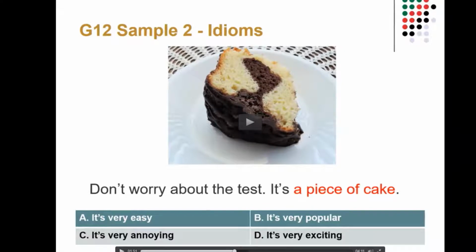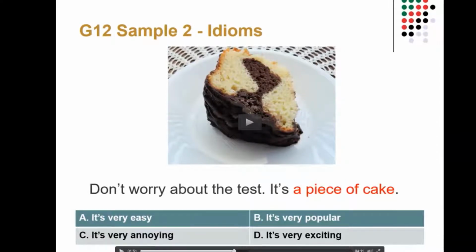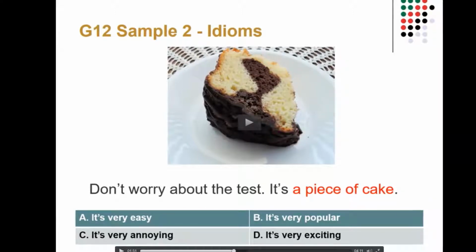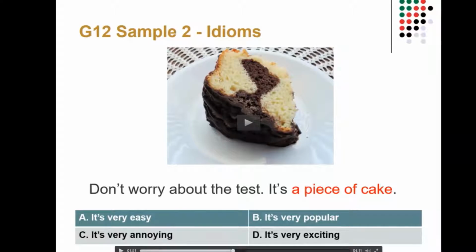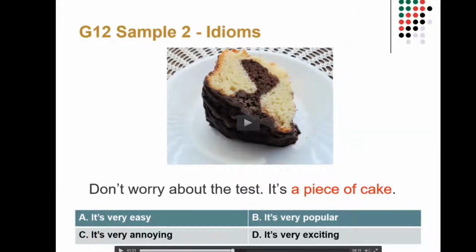Can you do this? Can you, let's say, jump over the Eiffel Tower, or let's say, can you jump from the bridge? You can say it's a very easy task. It's a piece of cake. What does it mean, piece of cake? It's very easy. Very easy.